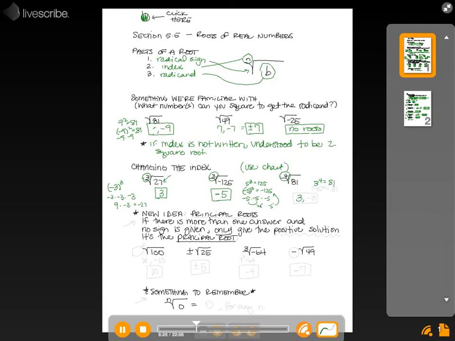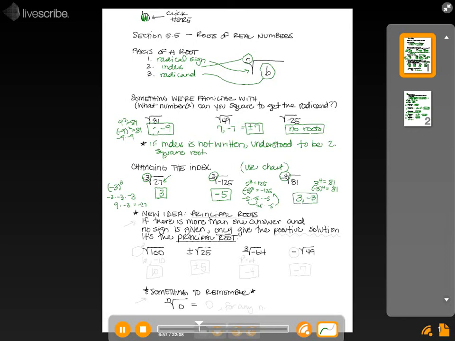But we need to consider now whether we could take a negative 3 to the fourth power and still get 81. And if we look at that, negative 3 times negative 3 is positive 9, times a negative 3 would be a negative 27, times another negative 3. Well, you have two negatives now, so it is going to become positive. That does equal positive 81. So there's two answers to this one.